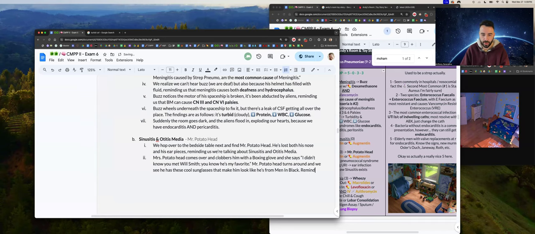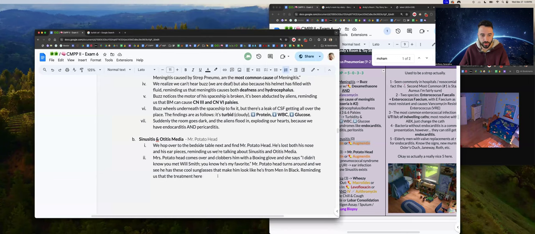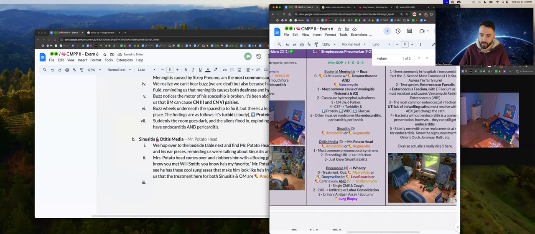Okay, reminding us that the treatment here is Augmentin or amoxicillin for sinusitis from Strep Pneumo. Good to know. I'm sure we'll have a lot of patients with that. For both sinusitis and OM it's amoxicillin or Augmentin. Okay, there we go. Now this should just be three things. This part is going to be specific to otitis media, so we kind of have to just remember that.